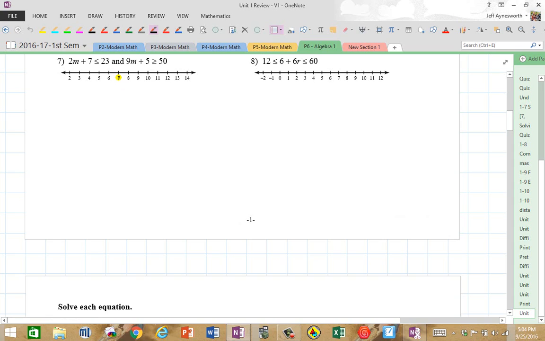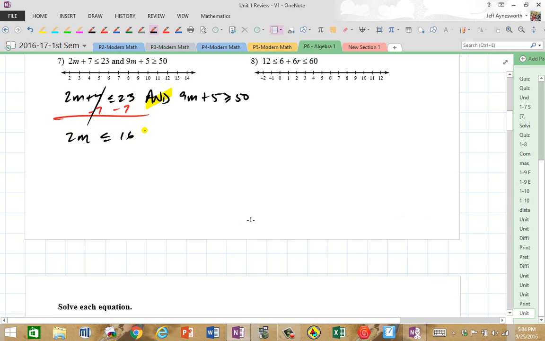Okay. Let's take this one. 2m plus 7 is less than or equal to 23. And okay, this is a whole lot different now. All right, different situation. And 9m plus 5 is greater than or equal to 50. Well, let's do what I did on the previous ones. Let's add the opposite first. I always do that every single time. All right, I get 2m is less than or equal to 16. 23 minus 7 is 16. And then divide by 2.